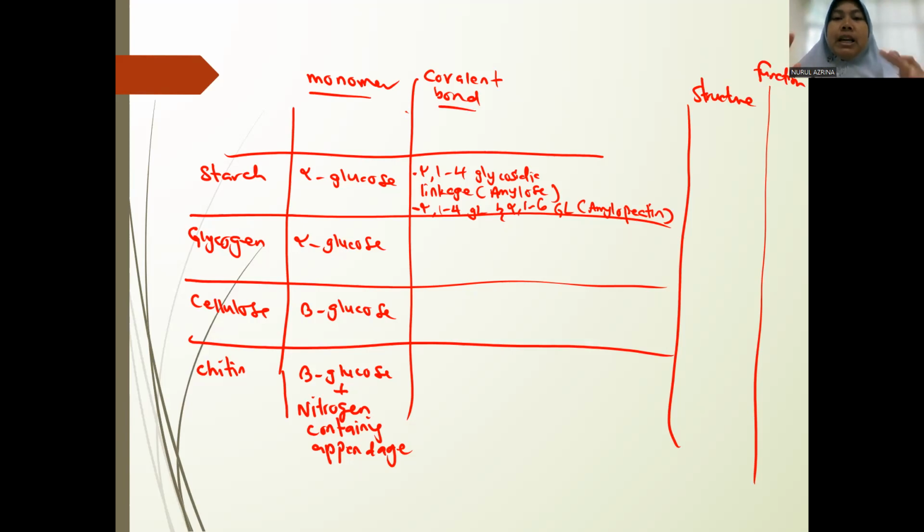Alright, so we will discuss in the next class. So as for now, we are finished with carbohydrate. Habis lengkap. Kita dah bincang monosaccharide, disaccharide, and polysaccharide. So in the next one, we are moving into lipid. Okay, lipid and protein, inshallah.